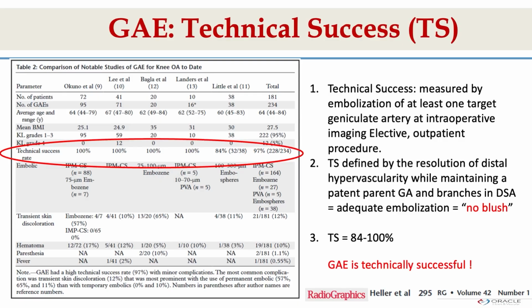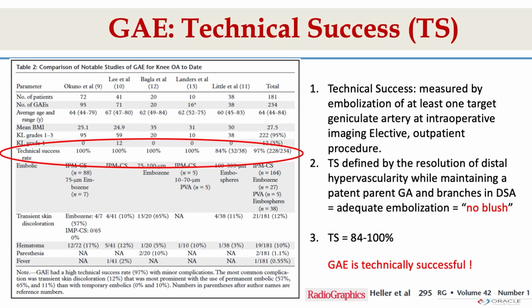Okay, number 2, technical success, meaning if we choose an artery, how many of the arteries can we shut down? If the definition of technical success is embolizing at least one target, the success rate is 84 to 100%. Now, there's one article that quoted 84%. If that wasn't in the meta-analysis, it's pretty much between 95 and 100%. We're always able to find an artery with a branch and then close it. So the technical success, meaning getting rid of the blush, is between 95 and 100%. As long as we find the blush, we can eliminate it.